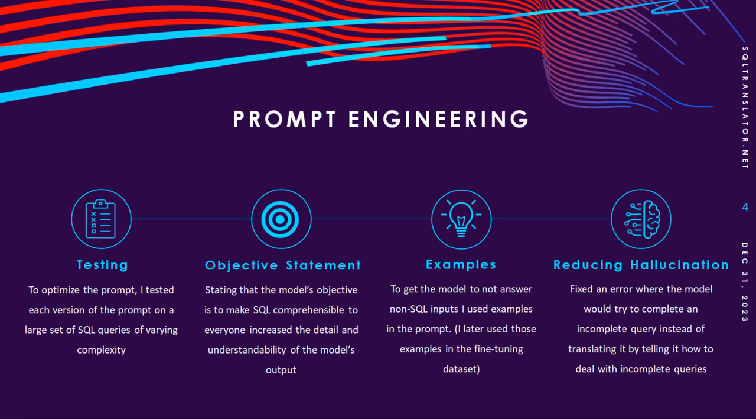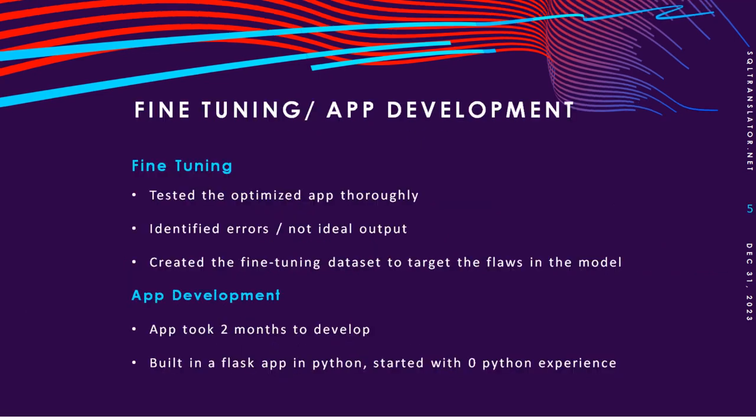For getting the model to not answer non-SQL inputs, there were also a lot of problems. No matter what wording I used in the prompt, it would still ignore this in many instances. So I got creative and put examples in the prompt of natural language that was not SQL code and should not be answered. The examples provided a massive reduction in answering natural language input. The examples are no longer in the prompt because I used them in the fine-tuning dataset, making them redundant. I won't go into every detail about how I optimized the prompt, but prompt engineering was a big help in improving the app.